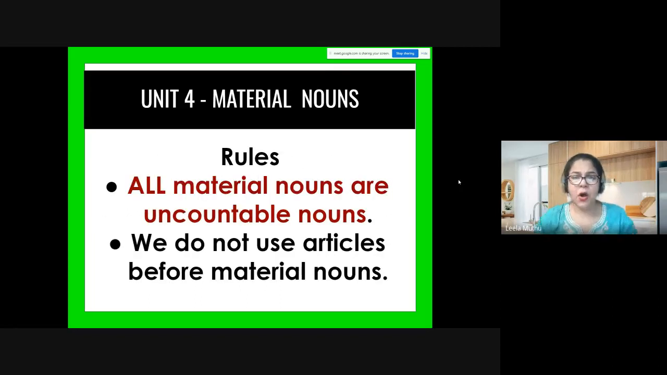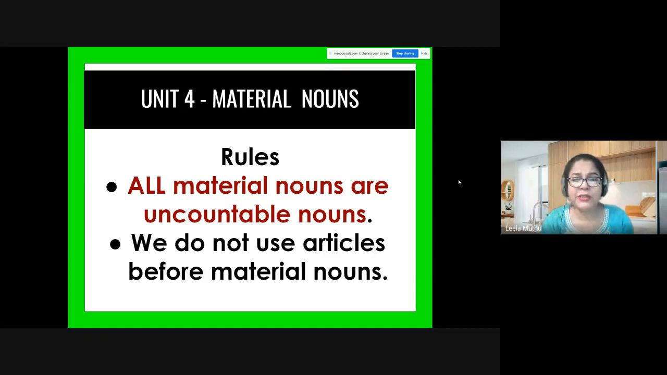So, rules. All material nouns are uncountable nouns. They are treated as singular nouns, and we do not use articles before material nouns. For example, if I'm talking about gold, I don't say the gold is expensive. I don't say a gold is expensive. We don't say that this jewelry is made from the silver, or a silver. We say jewelry is made from silver. So we never use articles like the, a, or an before a material noun.